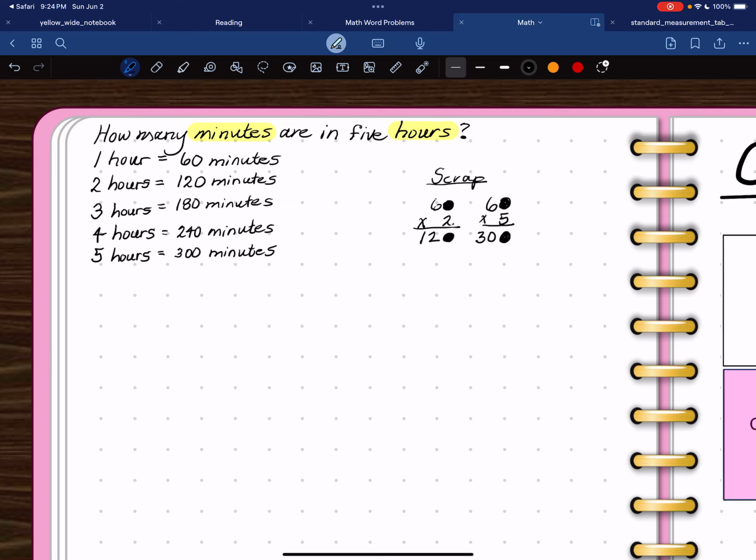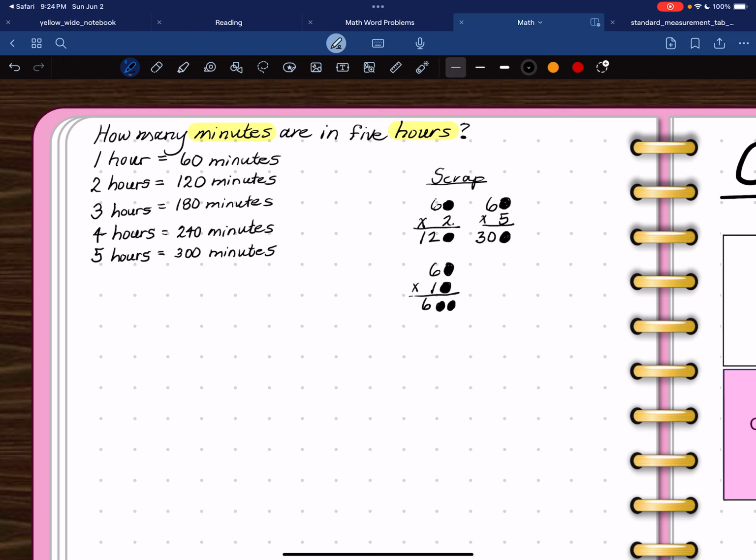In case you wanted to do 10 hours, you could use the same mental math strategy, where you would have them to bring down 2 zeros. And then 6 times 1 is 6. I found that students catch on to this remarkably well, if you teach them to bring down the zeros.